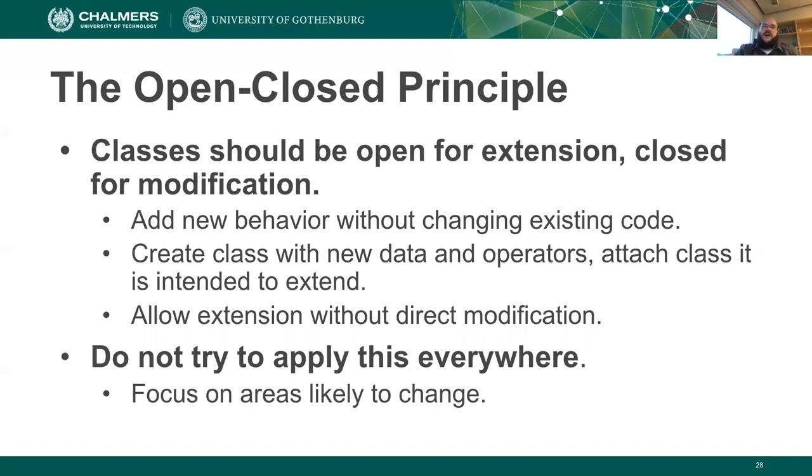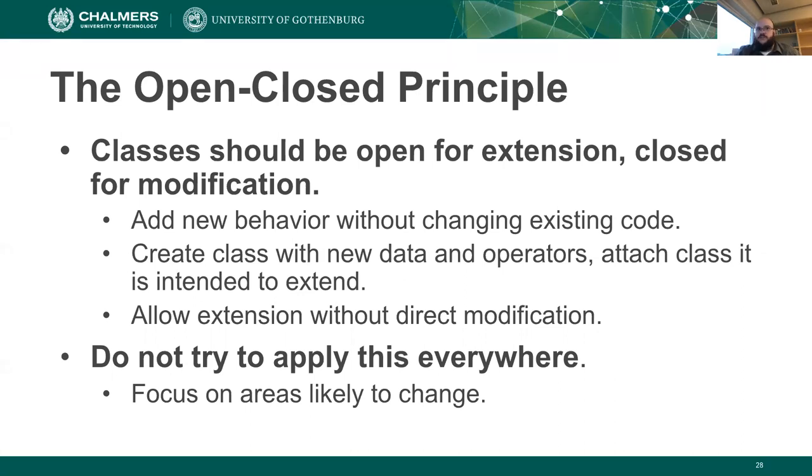And it's had new features on top of that. Now, it's not something you want to do everywhere. Following this principle means adding new levels of abstraction in your system, which can add complexity to the code and complicate your design. So you want to focus on the areas that are likely to change in your system and apply the principle there. So how do we go back and apply this in practice?